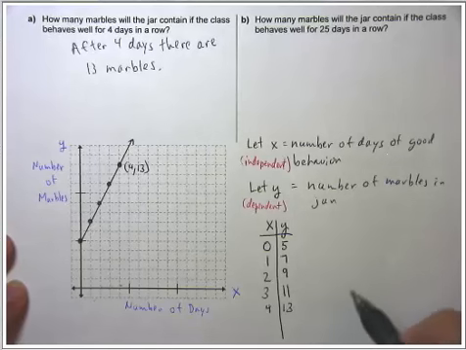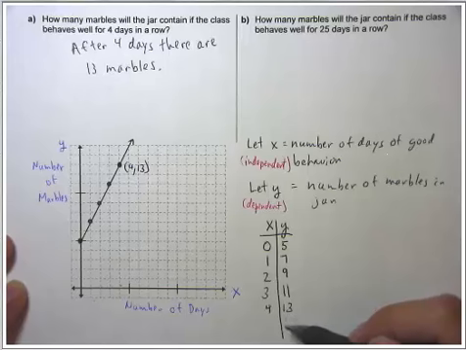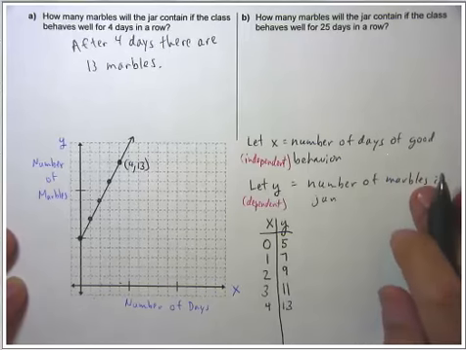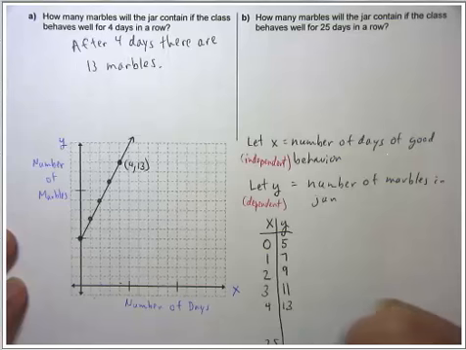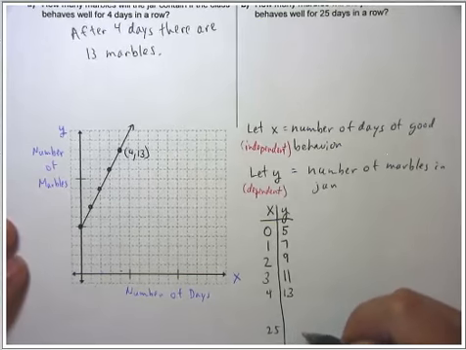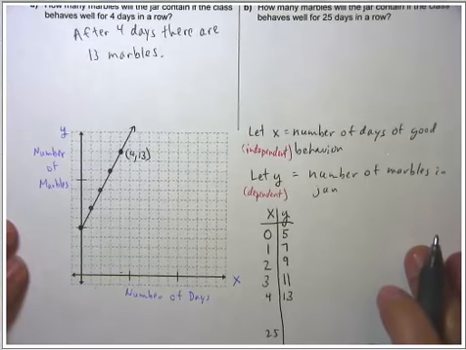And we could also do that in our T-chart. We could continue this pattern and go all the way down to 25 days, and then see how many marbles there would be. But maybe there's a better way. Maybe there's an easier way to do this.